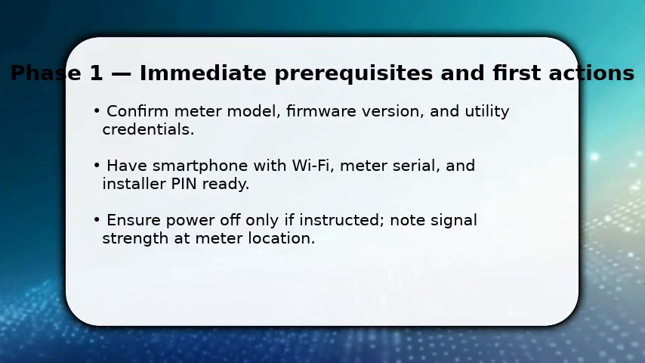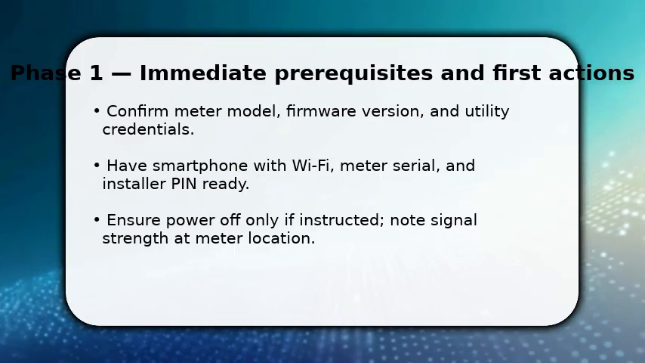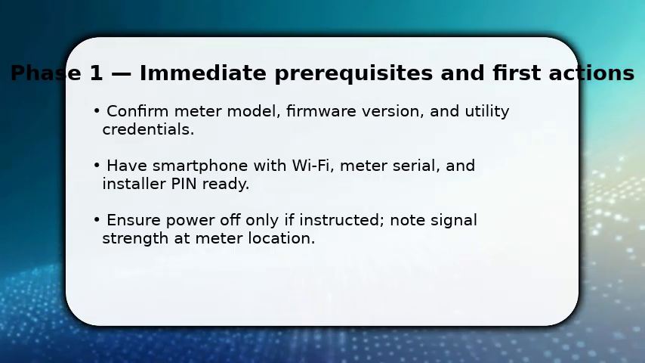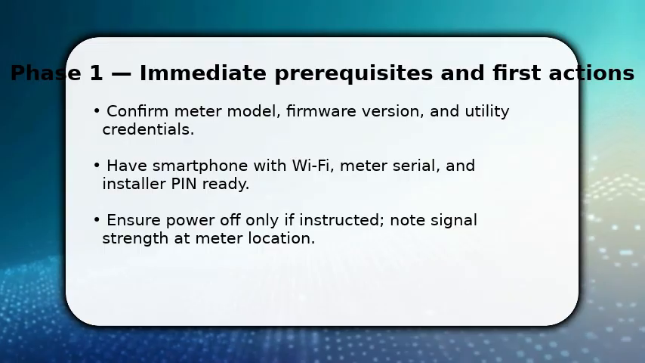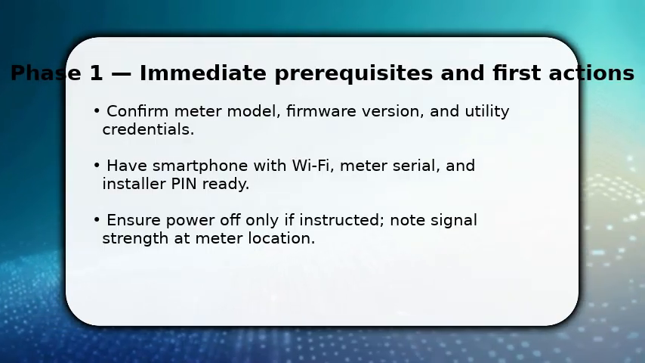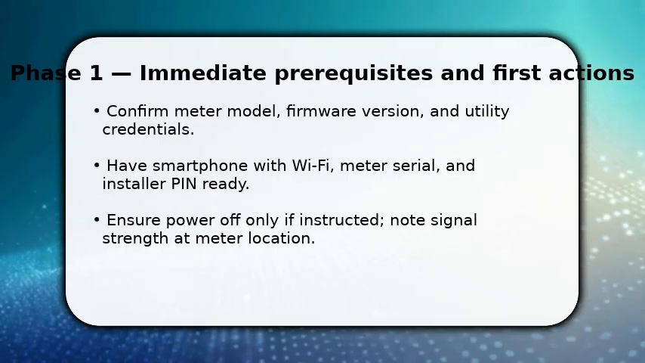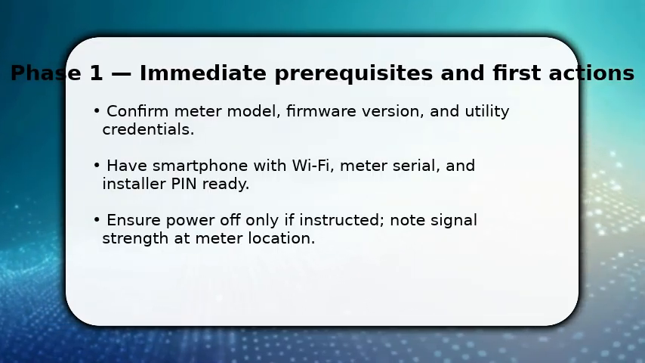You start by verifying prerequisites. Confirm the meter model, firmware, and that you have utility credentials and an installer PIN. Next, power is on unless the utility told you otherwise. The device needs live power to join the network.